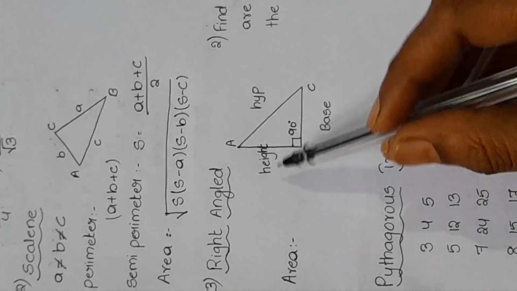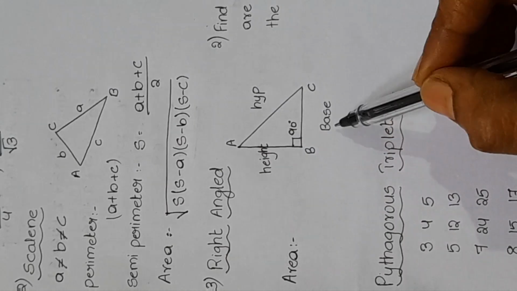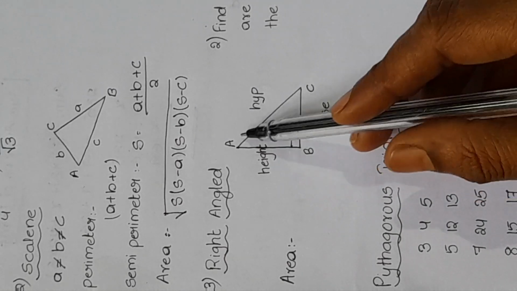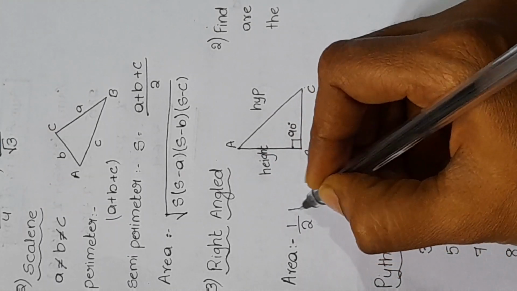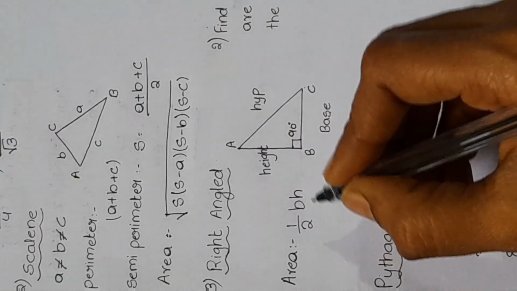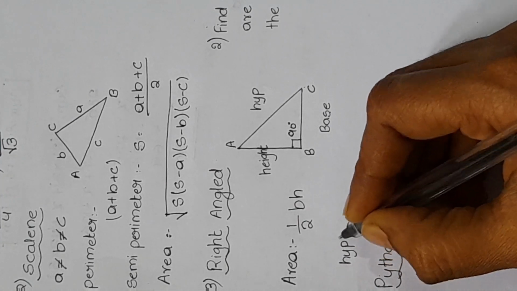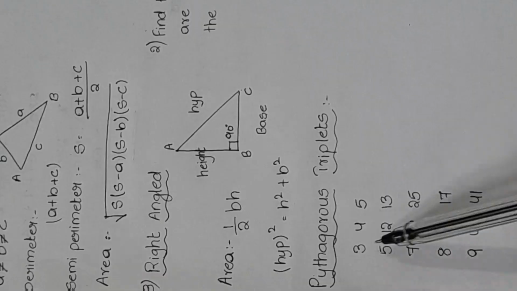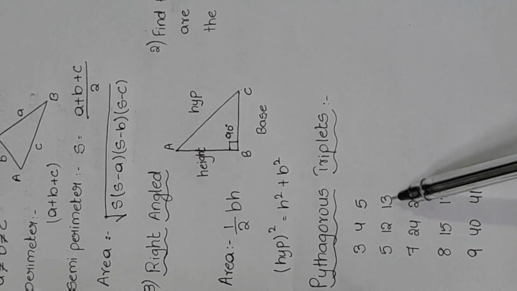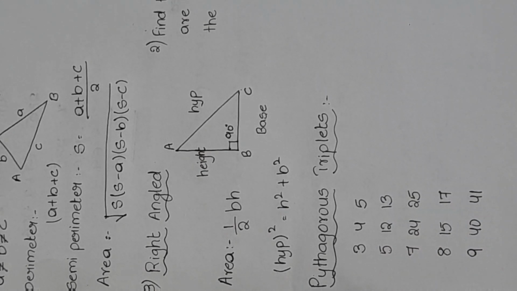Right angle triangle. In a right angle triangle, one angle is 90 degrees. This is called the base, this is the height, and this is the hypotenuse of the right angle triangle. Area is half into base into height. From the Pythagoras theorem, hypotenuse square is equal to height square plus base square. 3, 4, 5 and 5, 12, 13 are all Pythagoras triplets.